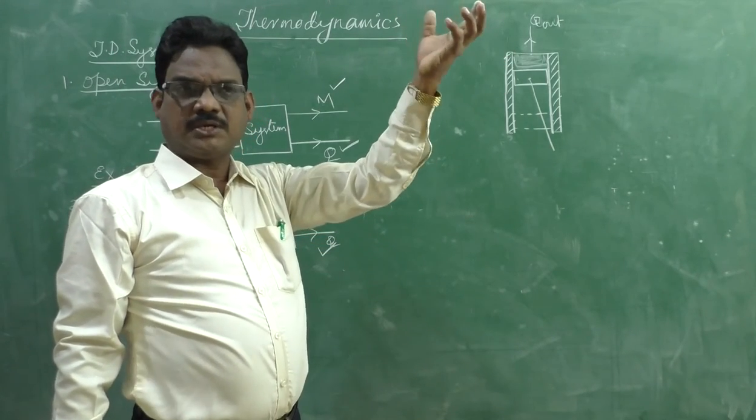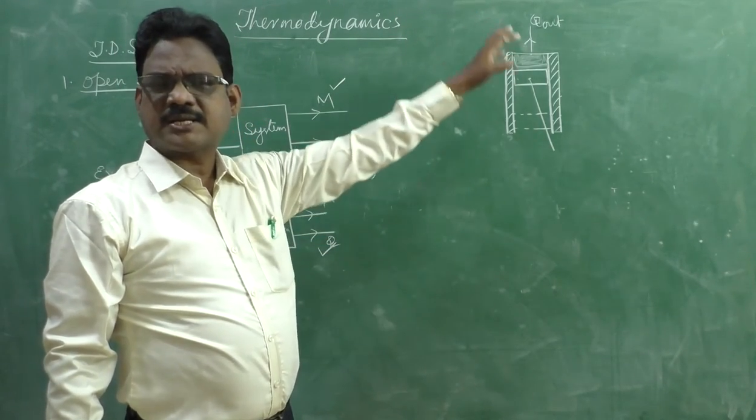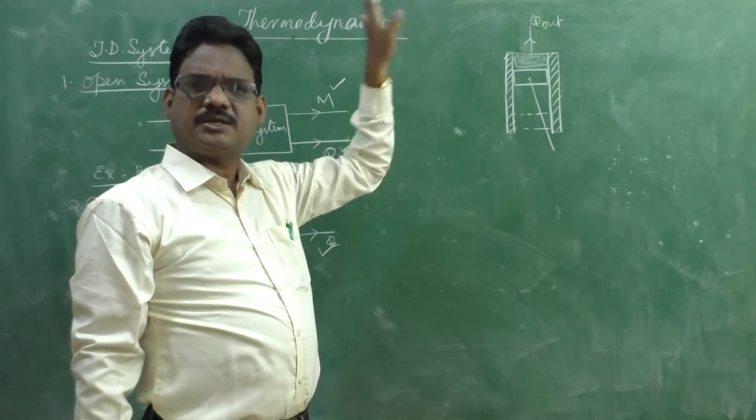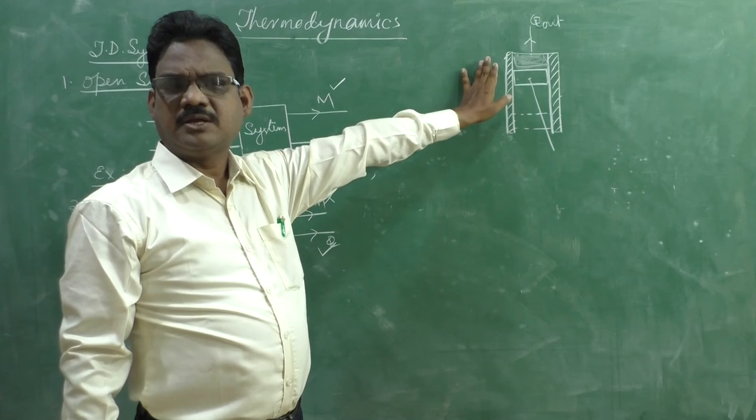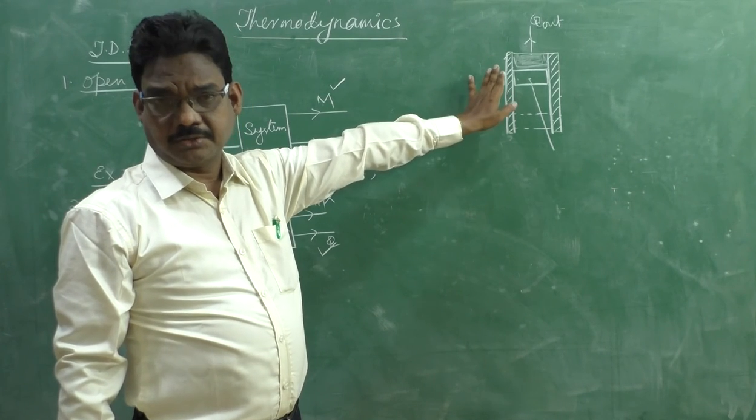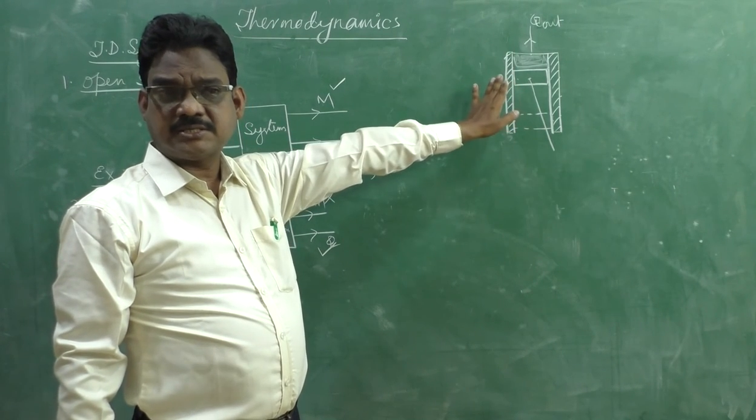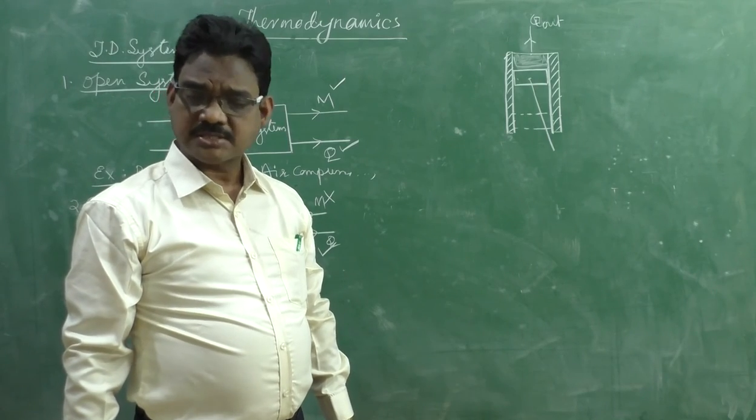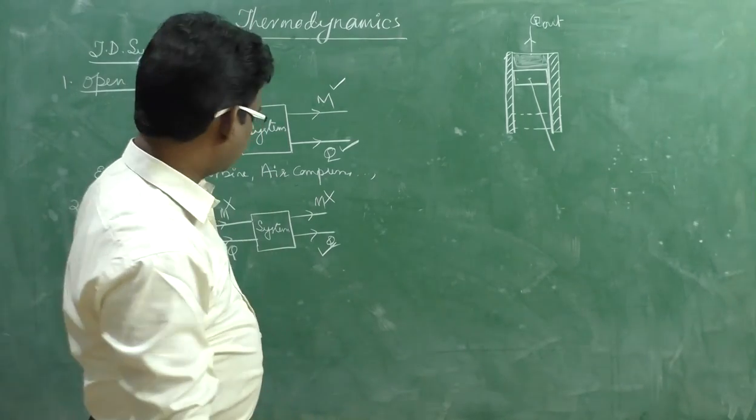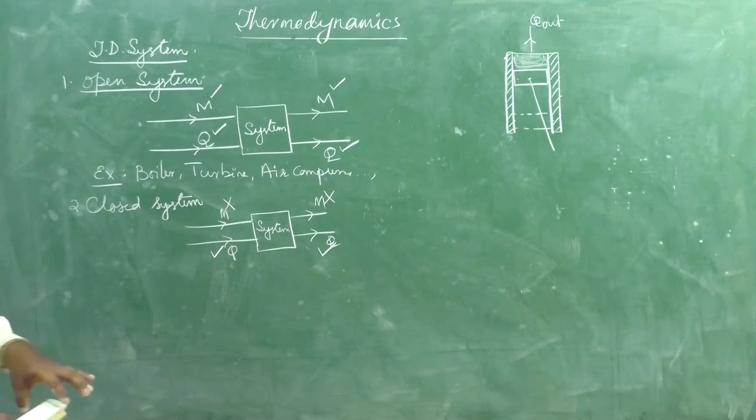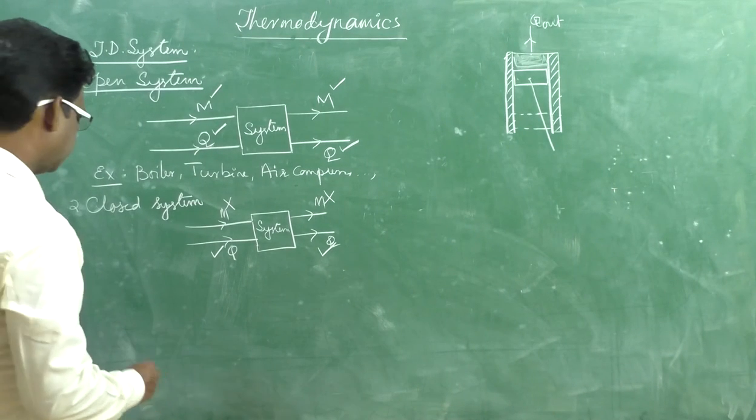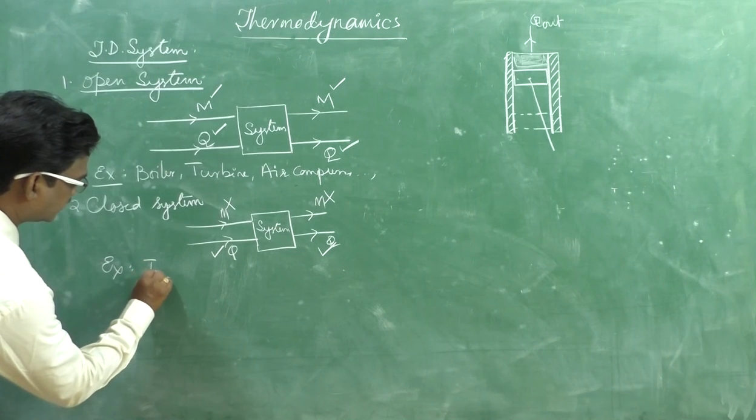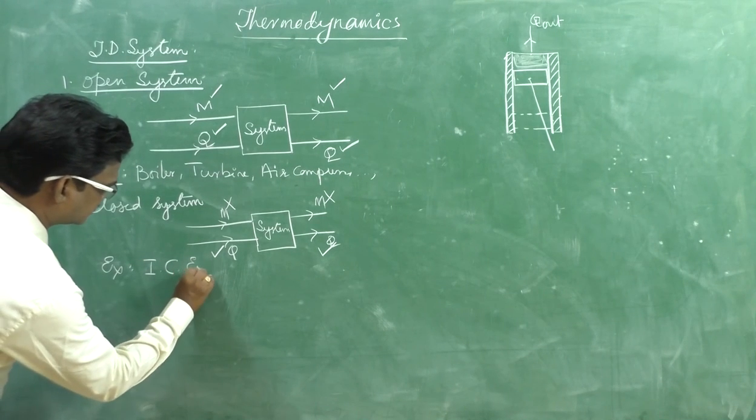Okay, that means here only energy interaction is there. The same mass is repeatedly working there. It will not cross the boundary. Only energy interaction is there, but there is no mass interaction. Such type of system is called a closed system. Particularly, examples for the closed system are the internal combustion engine.